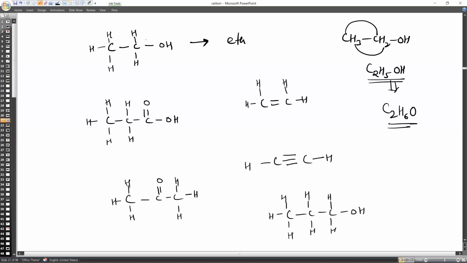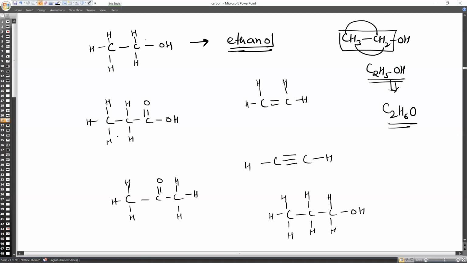There is no prefix here. The longest carbon chain is of 2 carbon, so that's why we use eth. There is a single bond between the carbon atoms, so we use ane. We will remove E and then we use ol: ethanol. Okay. What should be the name of this one?